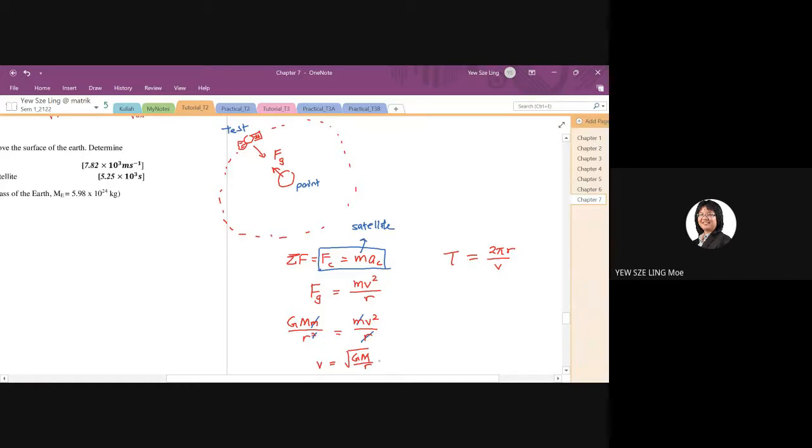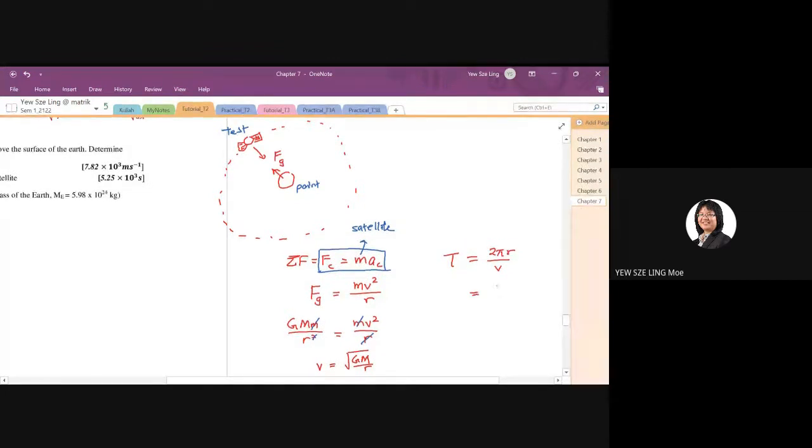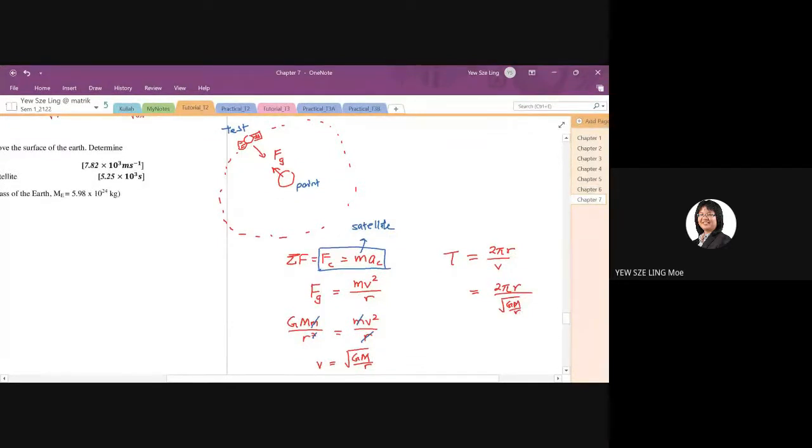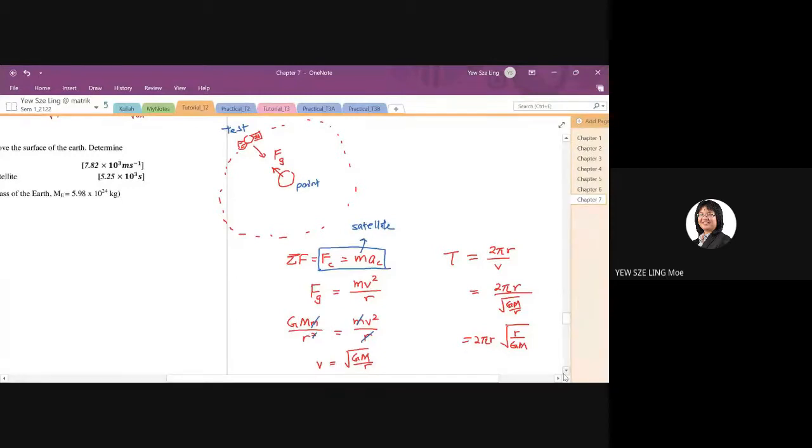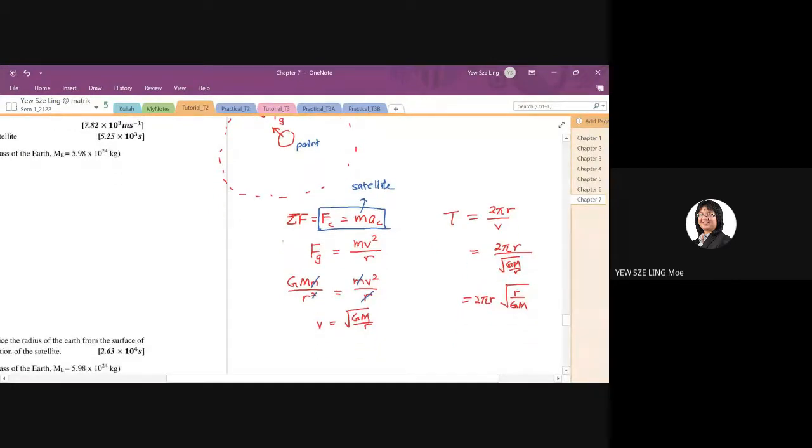So basically, you just substitute the v into this equation, which then equals 2 pi r over the square root of GM over r. Right? So you want to move it up. It becomes 2 pi r times the square root of r over GM. Flip it over. And now you want to move the r inside, because now you have r, one outside and one inside. You want to move it in.